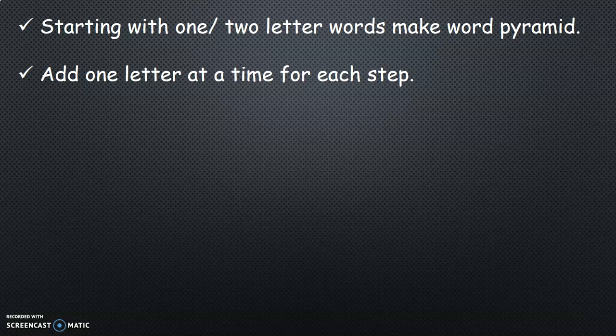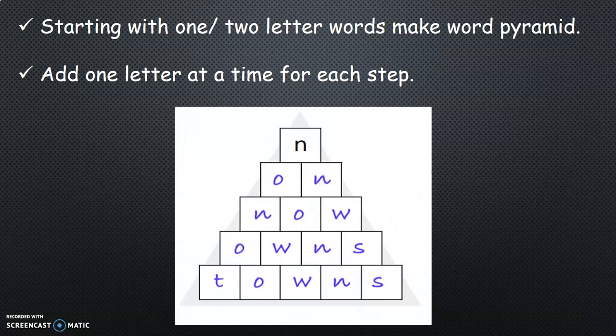So the pyramid starts with one or two letters and then we have to go on adding. Next, add one letter at a time for each step. For example, see here, the word "and" is there. The pyramid is started with a one-letter word, that is "n". We have to go on adding one letter.